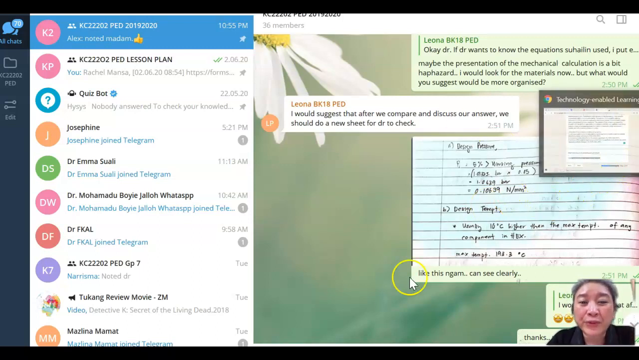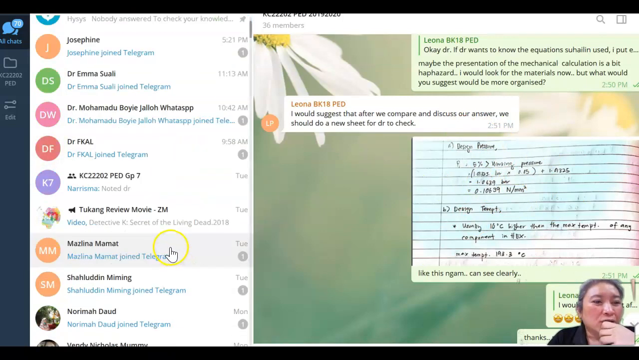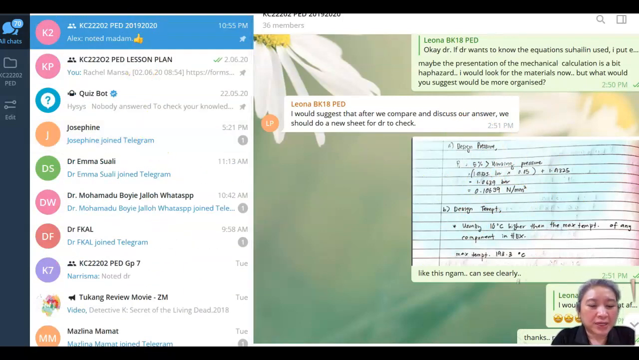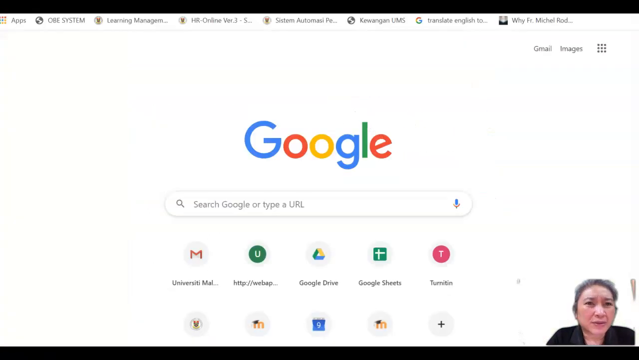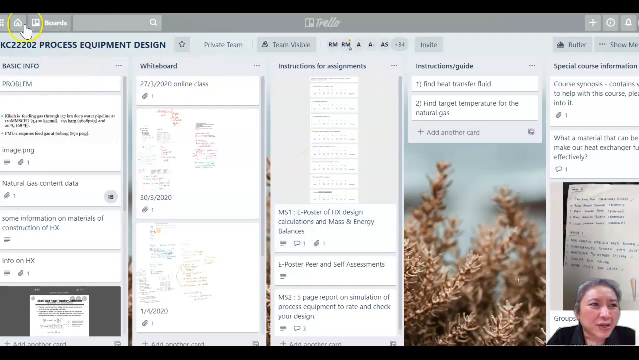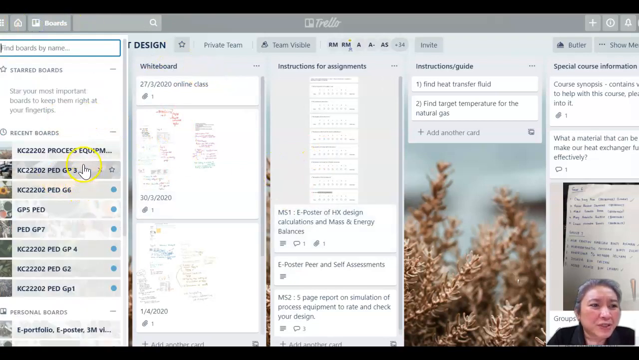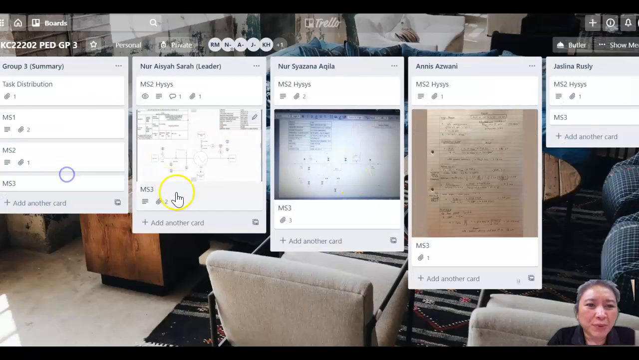Oh, hold on, before I go into a discussion of their work, I usually have, you see this, group 1, group 2, group 3, group 4, group 5, group 6, group 7, and this is where I discuss with them personally in the groups. And this is my Trello page. I also have Trello pages for each group in which they post their work, for them to do good teamwork and also process equipment design. They have to be able to manage each other.